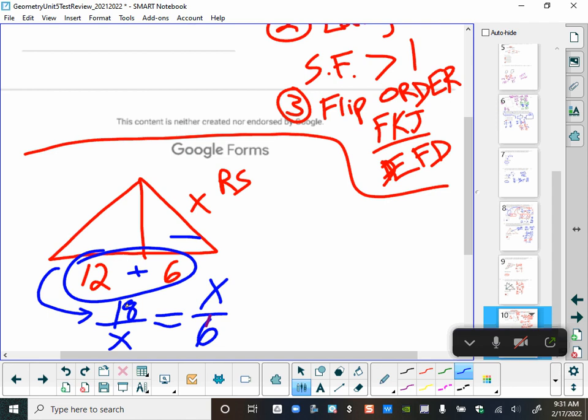There you go. I just want to show you the setup. You don't have to solve, but I just want you to see the setup because you may get a problem like this on your test. And I know your X is not going to be a perfect number. Because if you do 18 times 6, what do we get when we multiply 18 times 6? X is going to be 10 point something. But the setup is the goal. That's what I want us to worry about. All right.